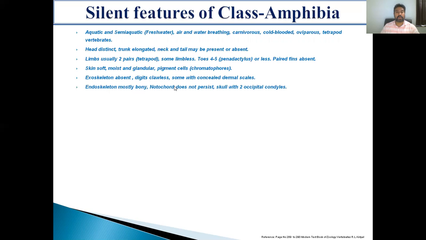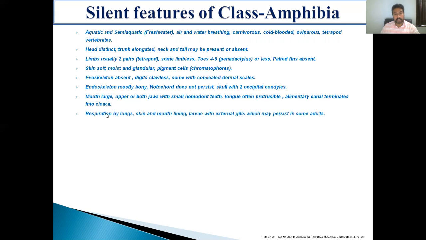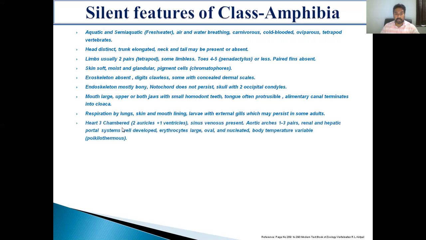Endoskeleton is mostly bony. Notochord does not exist in the adult because the notochord gets converted into the vertebral column. And the skull has two occipital condyles. Mouth is large. They have homodont teeth, meaning all teeth are the same. The tongue is protrusible, meaning it can come outside of the mouth to catch the food. The alimentary canal terminates into the cloaca, which is a common opening. Respiration is by lungs, pulmonary respiration, by the skin as well as by the mouth. Larvae have external gills, and in some forms, for example the mud puppy, the adult also has external gills. Heart is three-chambered, two auricles and one ventricle.